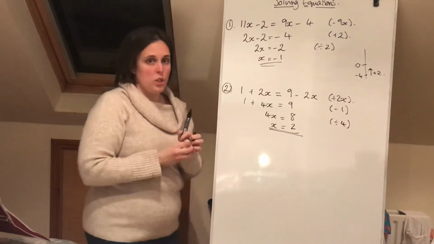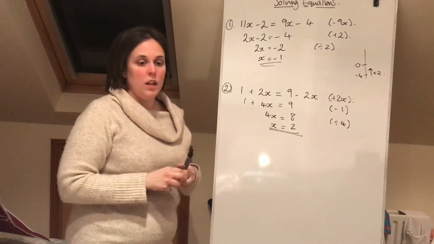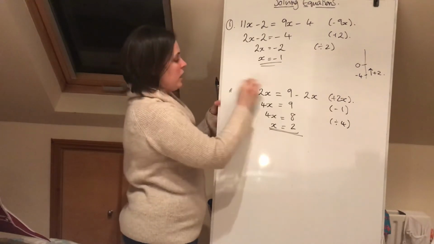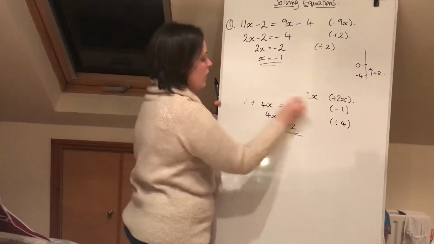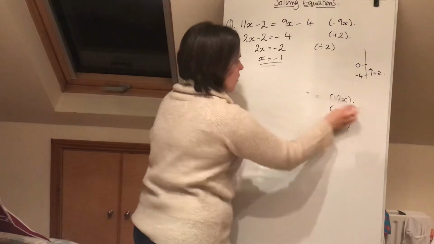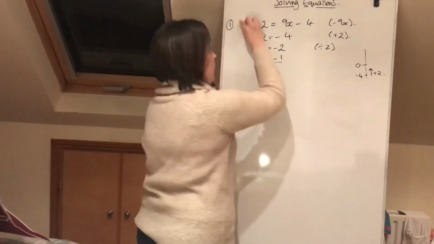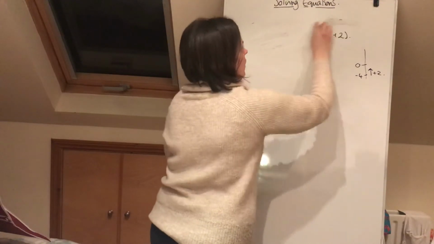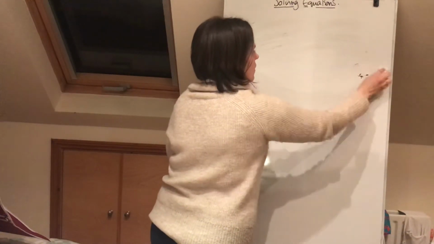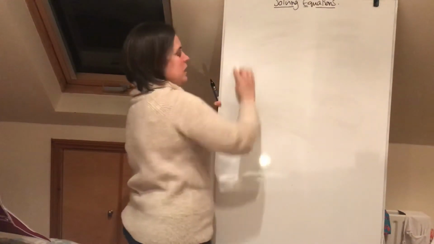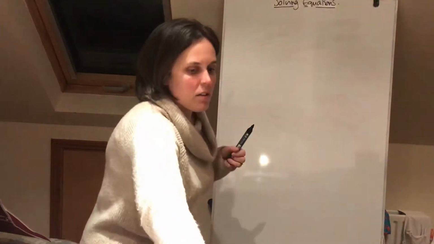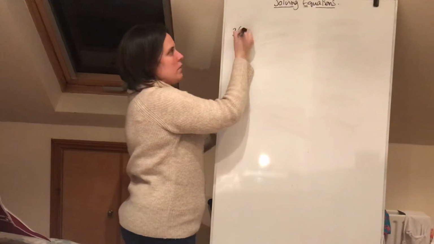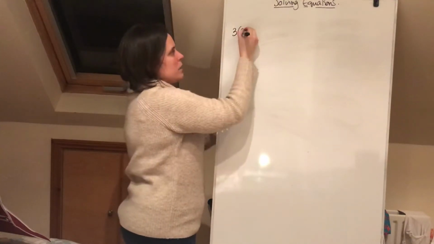Now I promised you that I would also do a question involving brackets, so that's exactly what I'm going to do now. So hopefully you've got that. I'll just wipe this off. And my third example I'm going to do has lots of brackets and has x's on both sides. So are we ready? We have 3 lots of 3x minus 1.